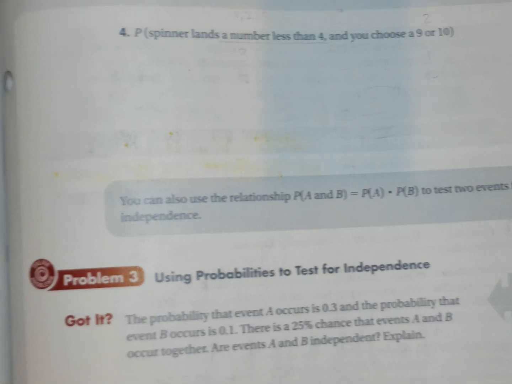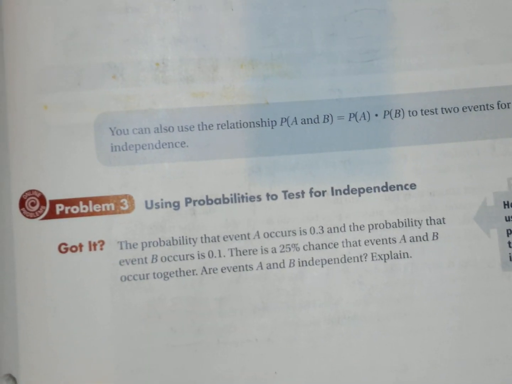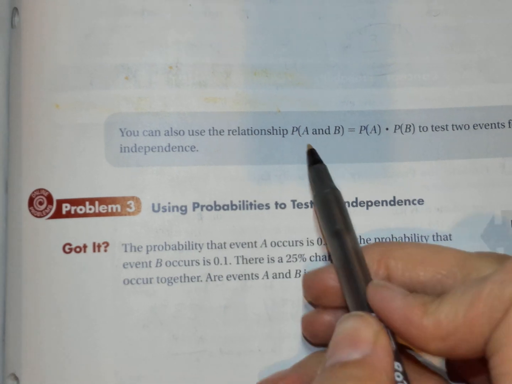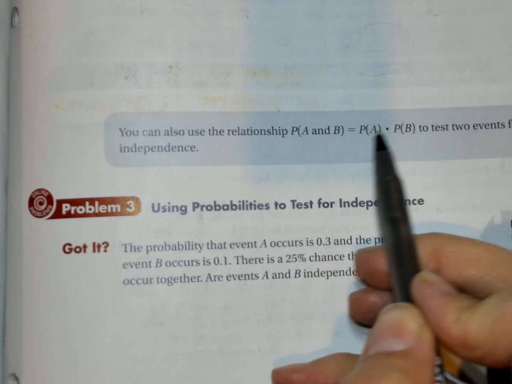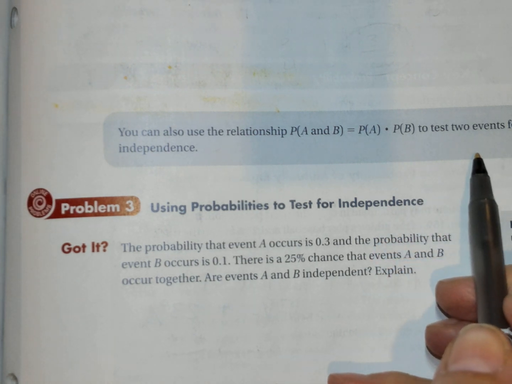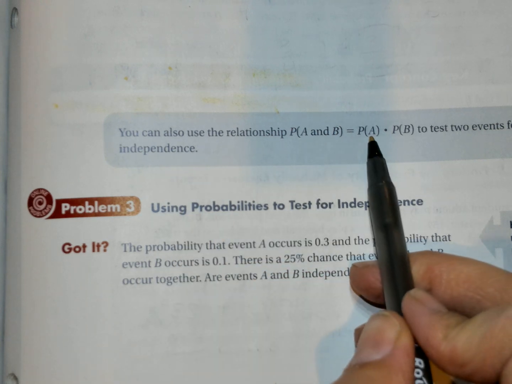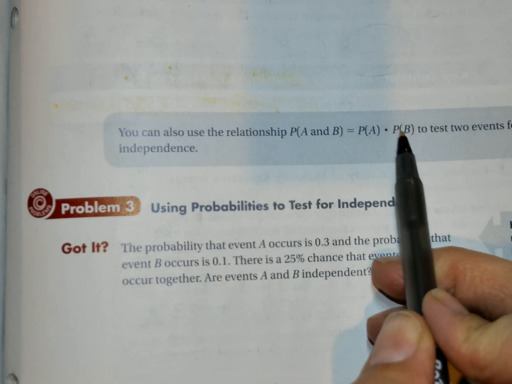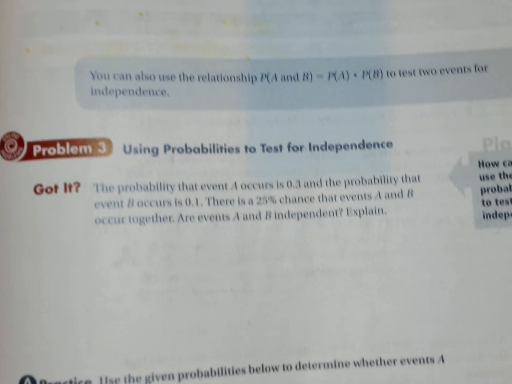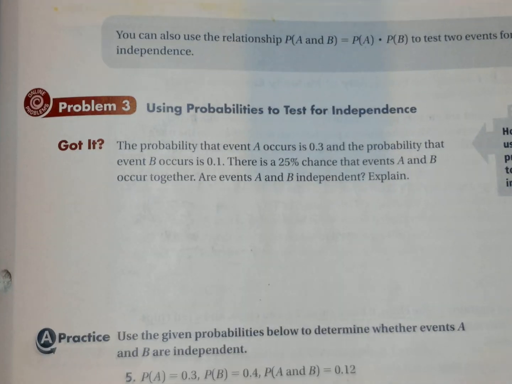All right, so next we are going to test for independence. It says you can use this relationship, where the probability of A and B occurring is multiplying the separate probabilities together, to test 2 events for independence. And remember, independence means that one event doesn't have an impact on the other. They're completely separate.